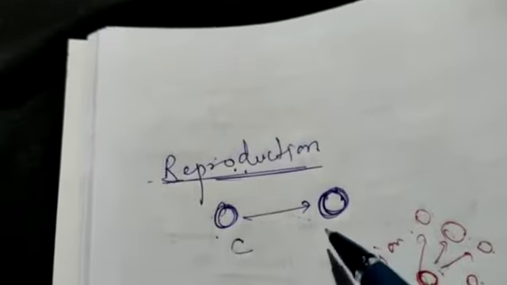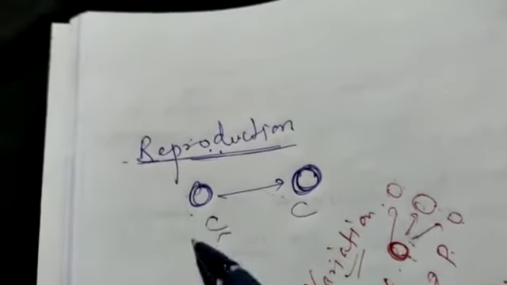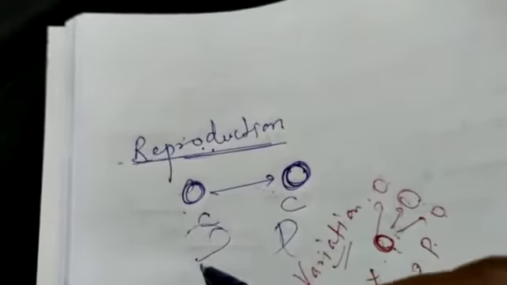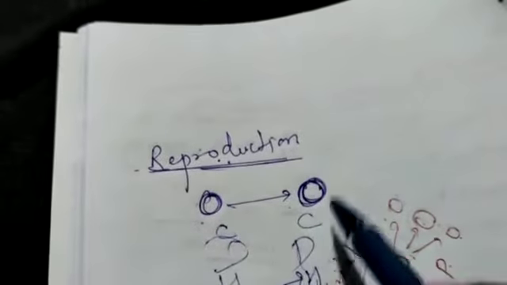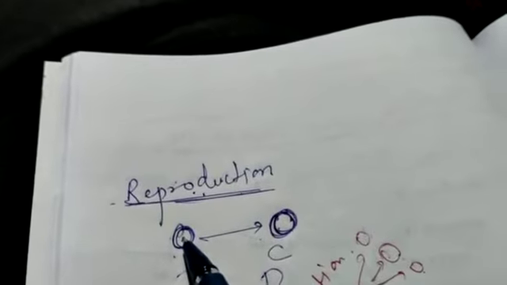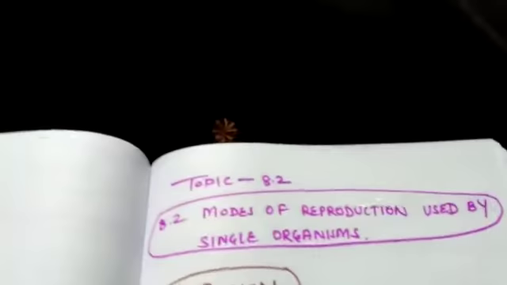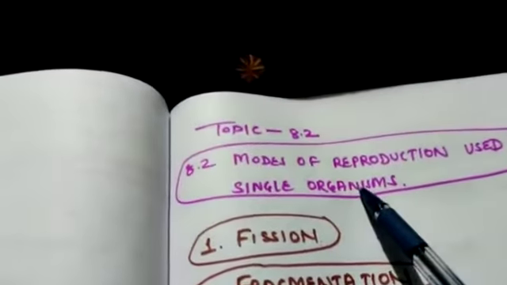That means cat gives rise to cat, dog to dog, right? And human being to human being, right? The type is same. So reproduction means new organism we get from previous organism of same type. This is reproduction. And here modes of reproduction used by single organisms.